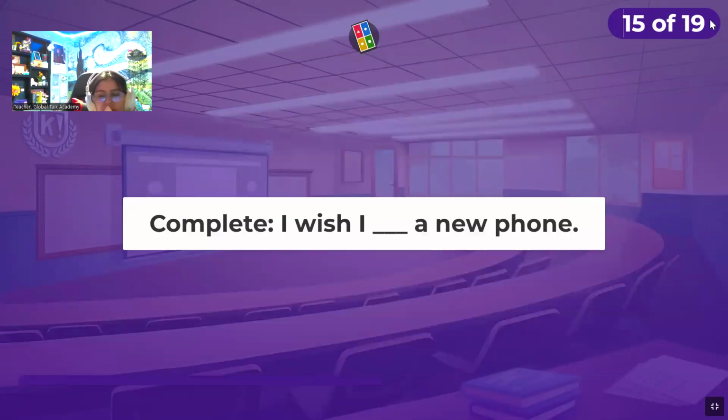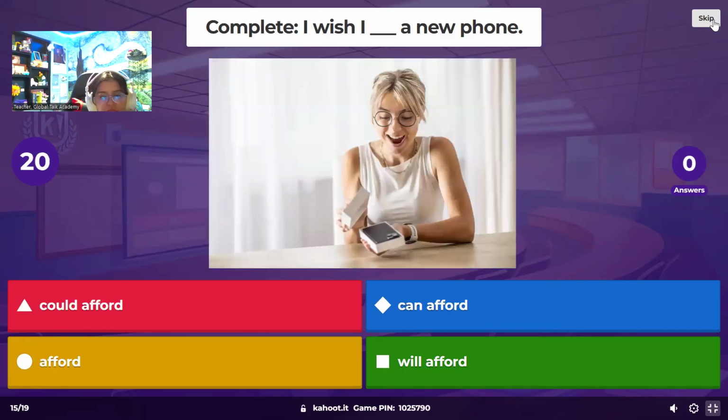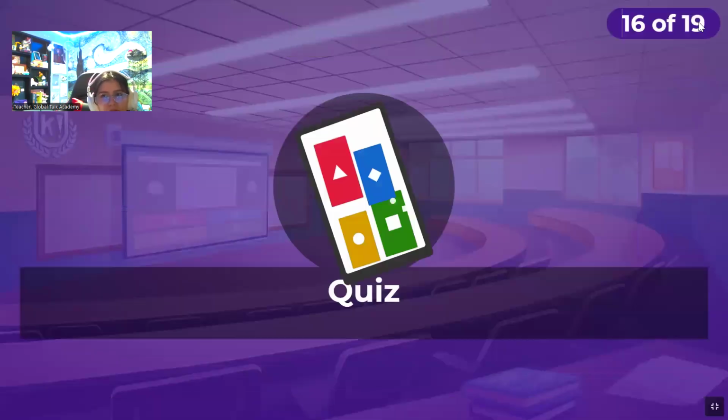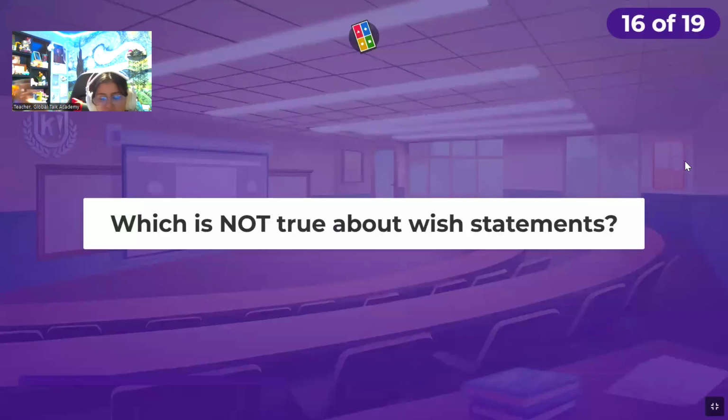So let's go to 15. I wish I a new phone. So we have the different modals. Can, we, could, afford? So what do we use here? Okay, so in this case, I wish I could, right, afford a new phone. Desearía poder, pues, comprar uno, ¿verdad? Puedes poder comprar. O tener los recursos in general, right?